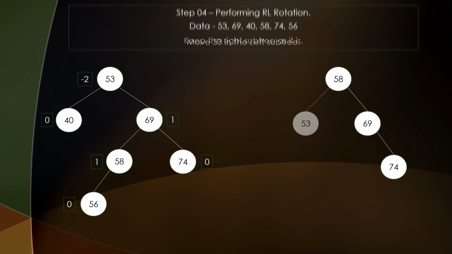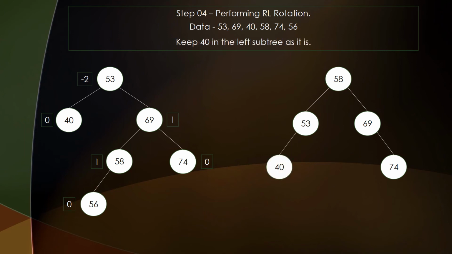Now the 53, which was the root node in the old tree, will be made as a left subtree in the new tree. That is 53, since being smaller than 58, it will be made as a left child of 58. Now the node 40 will remain as it was. Since it is smaller than 58 as well as 53, it will still remain as the left child of 53 as it was in the previous tree.